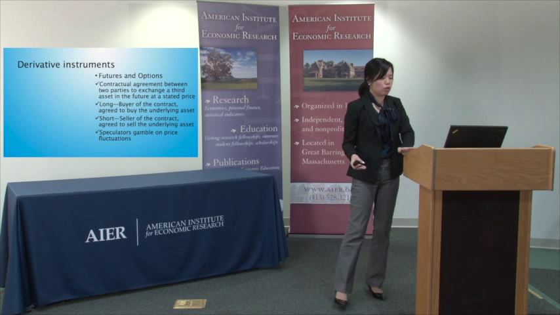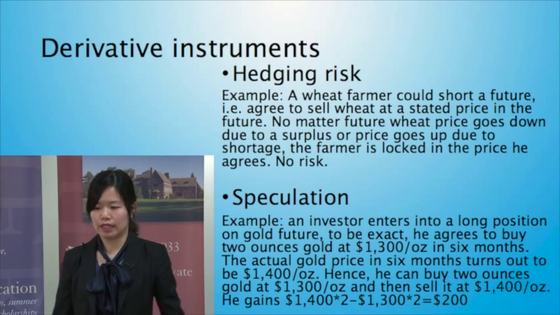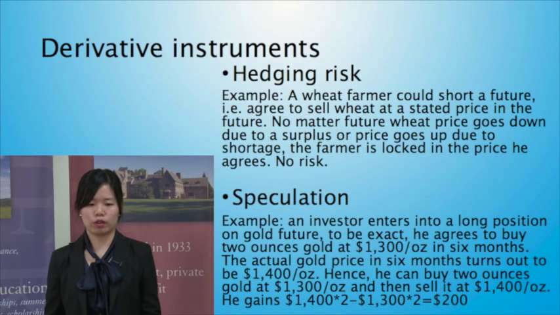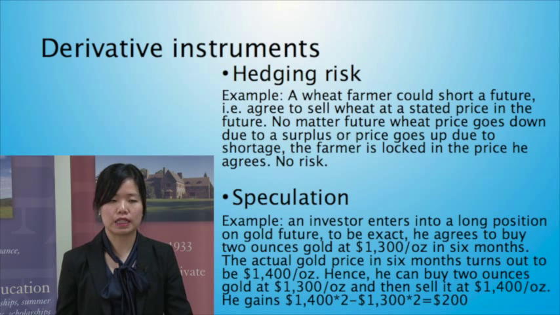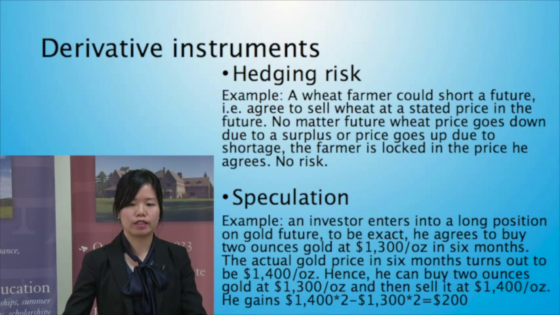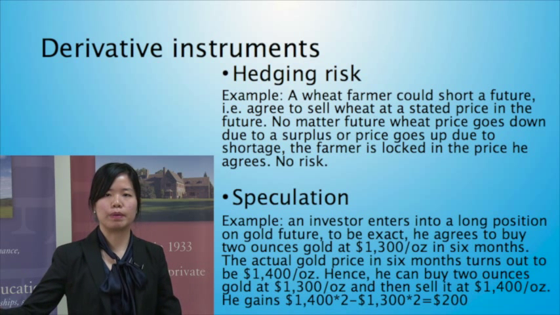And what can we use these derivatives for? There are 2 major reasons why people use derivatives. One is you can use it to hedge your risk, or you can do it to speculate. For example, hedge risk. If you are producing something, you are trying to sell your product, but you do not want to take the risk because the price probably will go down or go up in the future.